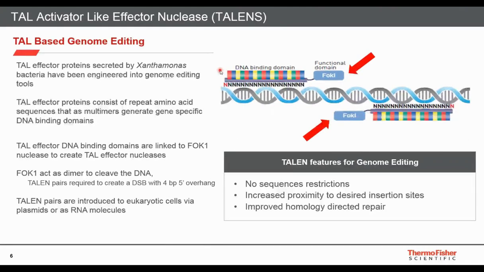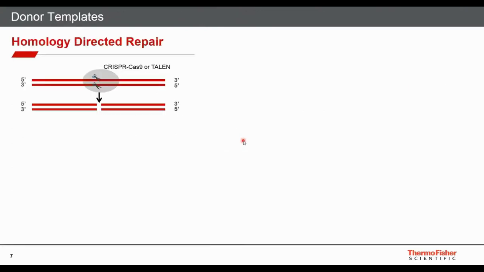Now, we focus on TALENs specifically for genome editing, as they have a number of advantages over the CRISPR system. One is that there are no sequence restrictions. These DNA binding domains can be designed to any part of the genome. And because of that, TALENs allow us to get an increased proximity to our desired insertion sites. We'll talk more about that in some subsequent slides, where Cas9 will have to be designed to those protospacer adjacent motifs or be dependent on PAM sites. TALENs can be designed to cut at any part of the genome. And because of this, we do see improved homology-directed repair when using TALENs relative to CRISPR.